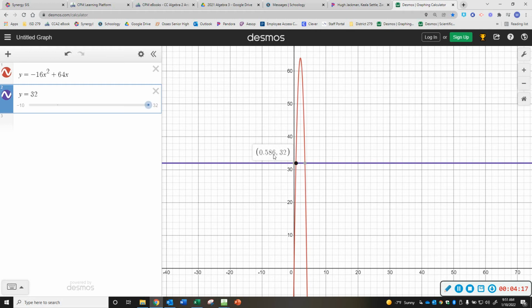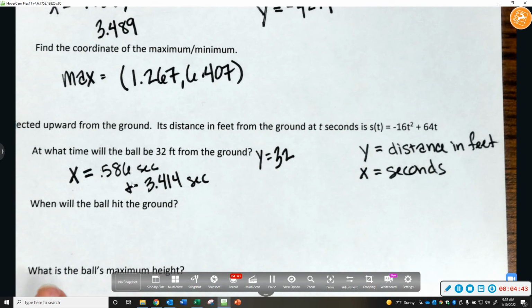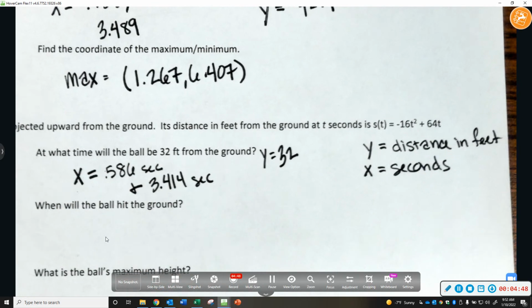So my y is at 0.5 and at 3.4. So 0.586 seconds and 3.414 seconds. So there are my two times that the ball will be 32 feet from the ground.